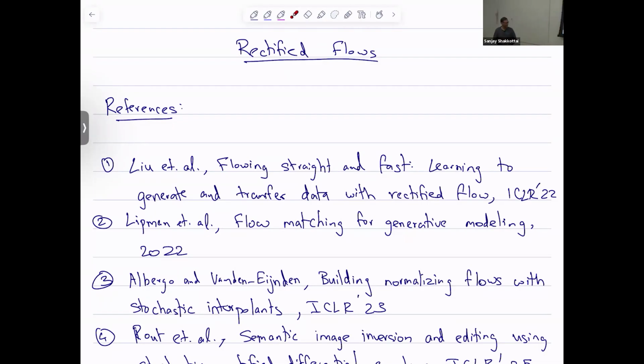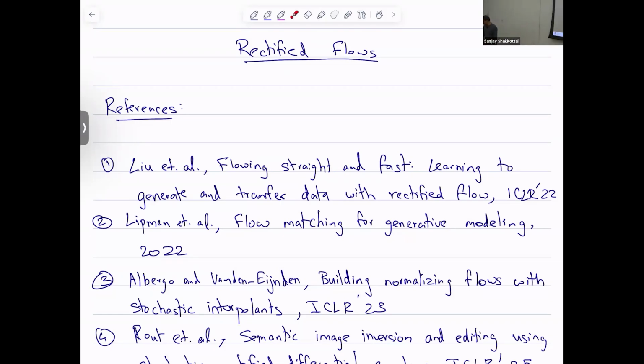Okay. I want to switch to flow models. Many of you might have heard this term, rectified flows, and these are sort of the generative models at scale today. For example, Flux, especially for images, is the model at scale. So what exactly is this is what I want to talk about today.